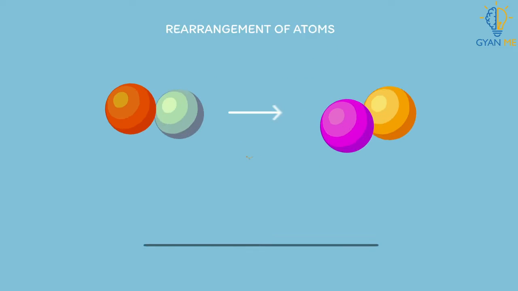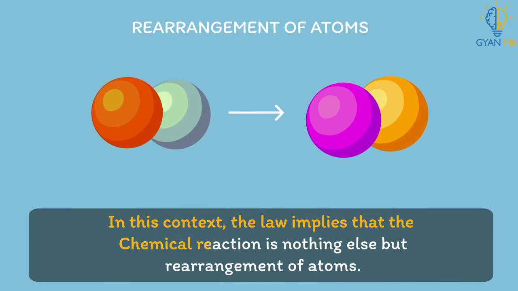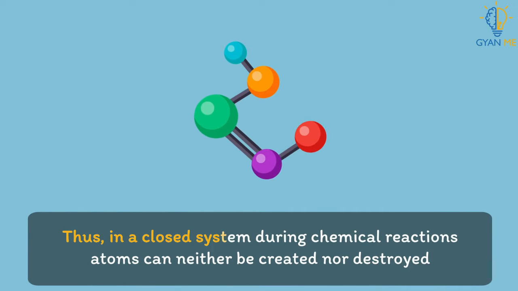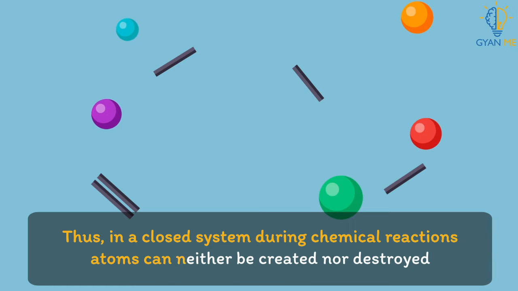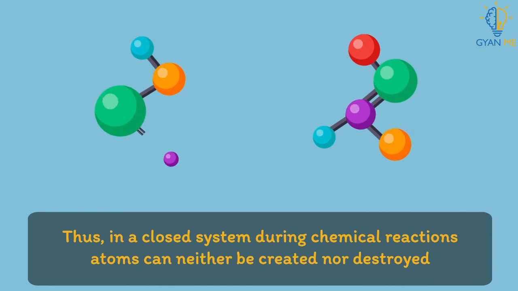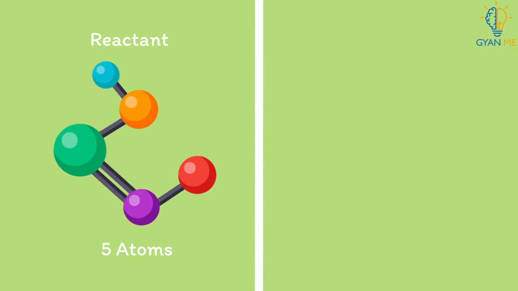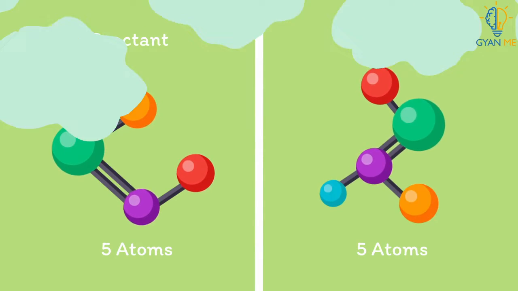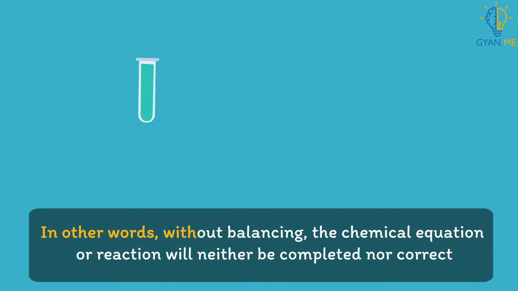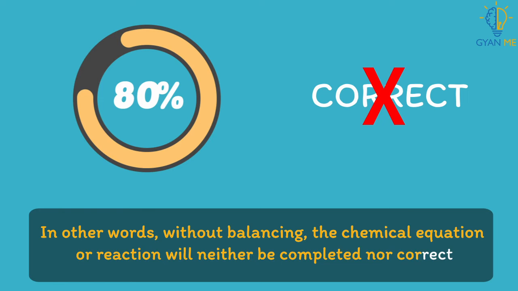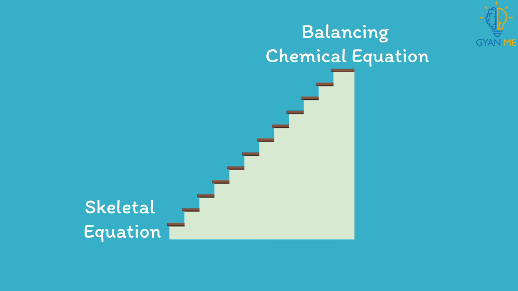In this context, the law implies that a chemical reaction is nothing else but the rearrangement of atoms. Thus, in a closed system, during chemical reactions, atoms can neither be created nor destroyed, and hence the total number of atoms on the reactant side should be equal to the total number of atoms on the product side. In other words, without balancing, the chemical equation or reaction will neither be complete nor correct. Hence, we need to balance a skeletal chemical equation. Now, let us learn how to balance a chemical equation step by step.